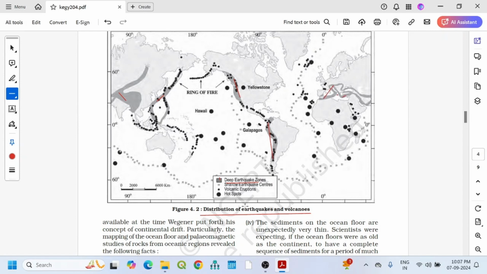And this shadow is the shadow earthquake centers. That's the shadow earthquake centers. And volcanic eruptions. That point denotes the volcanic eruptions. And hotspots, the big points. That's hotspots. This is the hotspot.